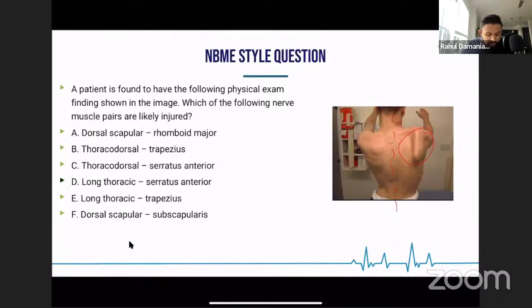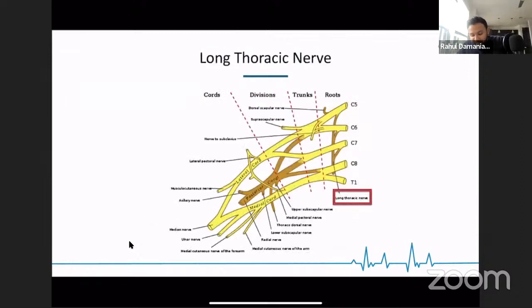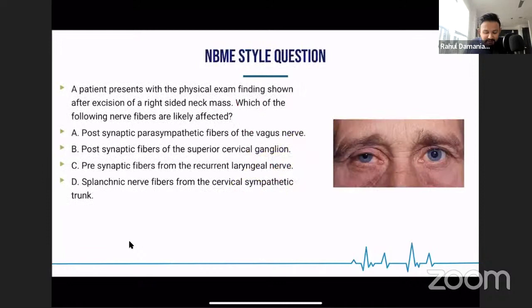Excellent. Very good. And if you said long thoracic, you are absolutely correct. That is related to serratus anterior. And remember that this pathology is known as winged scapulum. This is a brachial plexus injury. And you see that the long thoracic nerve comes from your cervical roots, which is the first portion of your brachial plexus. All right. I think this is one of the last questions. So let's go ahead and go through it.